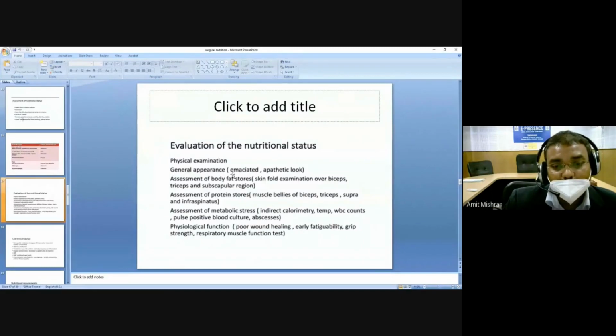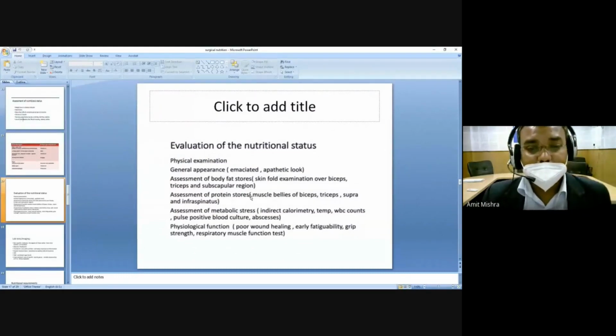Important is the assessment of the body fat store. Body fat store is basically assessed by skin fold examination over the bicep, tricep, and subscapular region. So there are three sites where we assess the body fat store by skin fold examination. We pinch and pull the skin, and if there is thinning, there is depletion of the subcutaneous fat. So the examination is best done over three sites, the bicep, tricep, and subscapular.